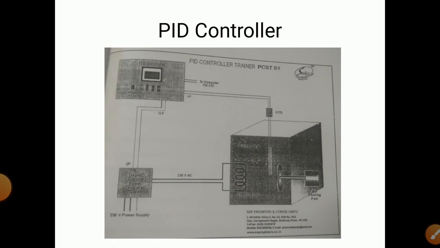We have to start the furnace. After starting the furnace, what will happen? The temperature in the furnace will increase. This temperature is sensed by the RTD. The RTD gives this signal to the PID controller, and the PID controller takes action according to the set point value and the values of PID, and like this the furnace temperature gets controlled. And after taking all the readings, if you want to cool down the furnace, at that time we require this air cooling fan. Okay, at that time we can go for the air cooling fan.